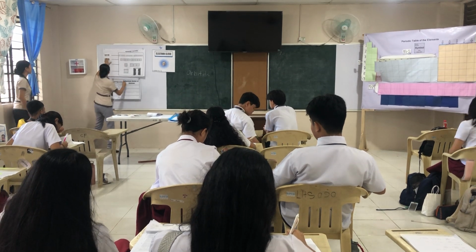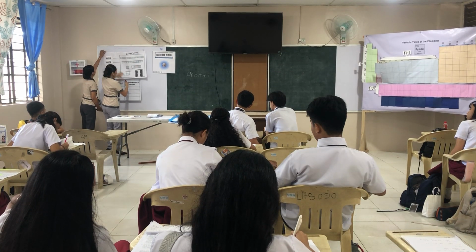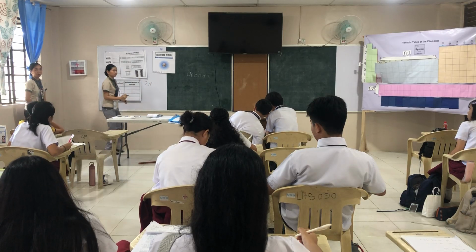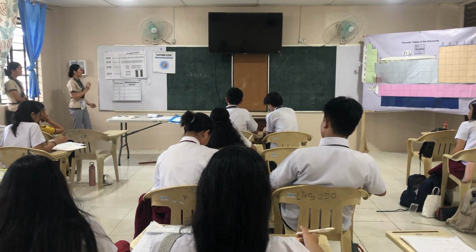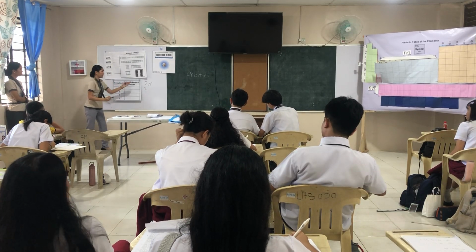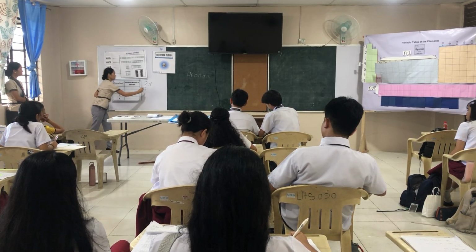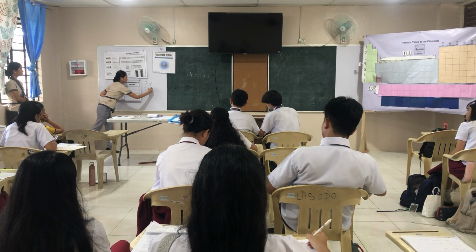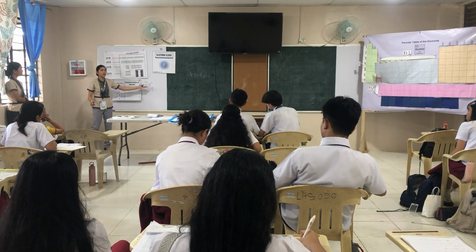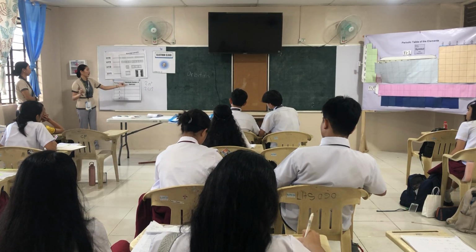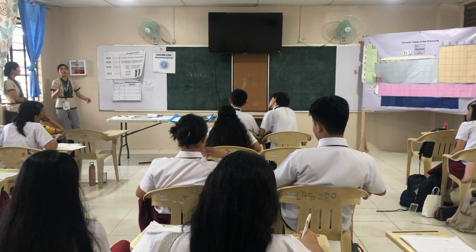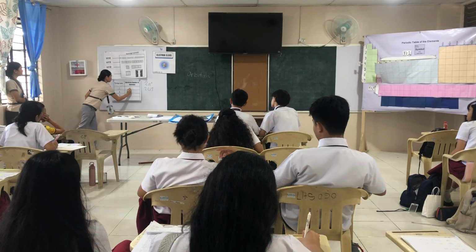The formula is 2n raised to 2. Now let's try the first energy level. The 2 is constant and n is the energy level, raised to 2. So 1 times 1, because it is raised to 2, is equal to 1, and 1 times 2 is equal to 2. So the maximum number of electrons in the first energy level is 2.